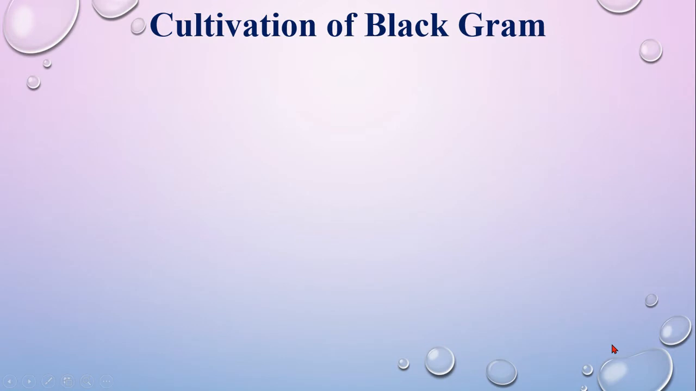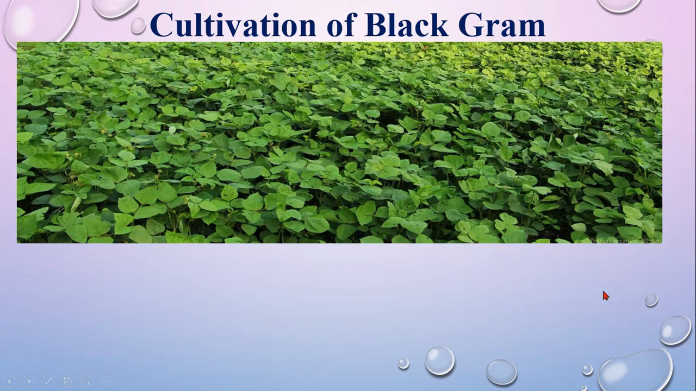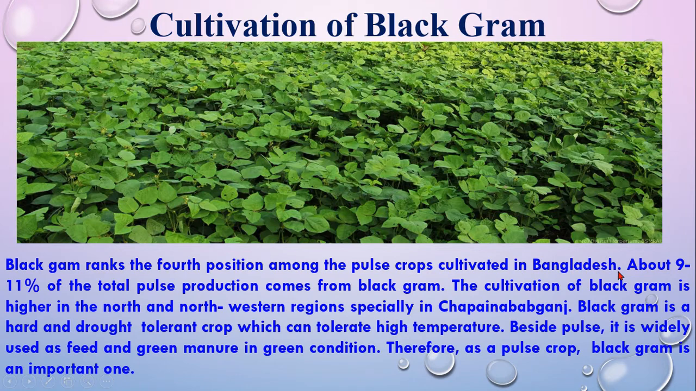Next, the cultivation technique of black gram. This is the field of black gram, that means the plant which looks like this. Black gram ranks 4th among the pulse crops cultivated in our country. That means in our country we cultivate lentil, mung bean, khesari, everything. But black gram is in 4th place, and 9 to 11% of the total pulse production comes from black gram. And cultivation of black gram is higher in the north and northwestern region, especially in Chapai.